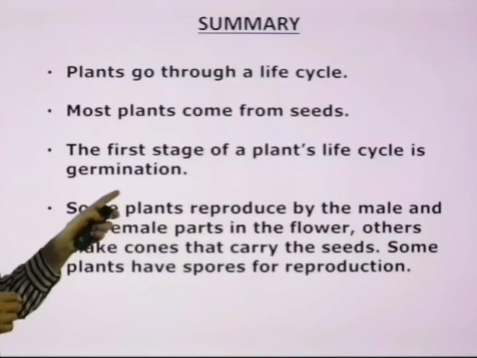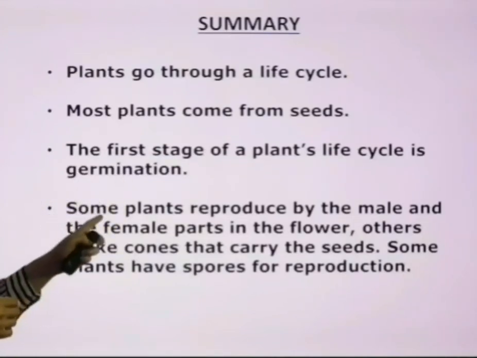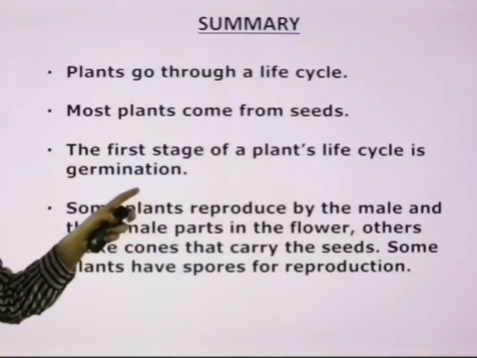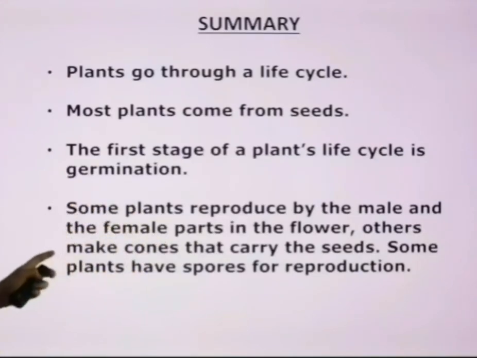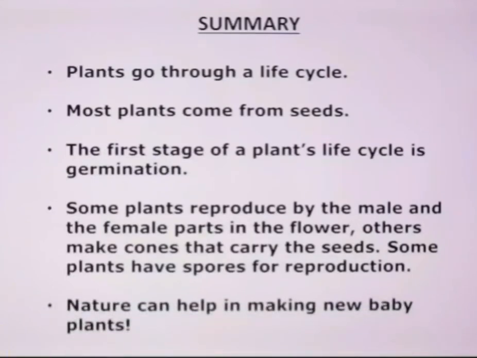Some plants reproduce by the male and the female parts in the flower. Others make cones that carry the seeds. Some plants have spores for reproduction. Nature can help in making a new baby plant.